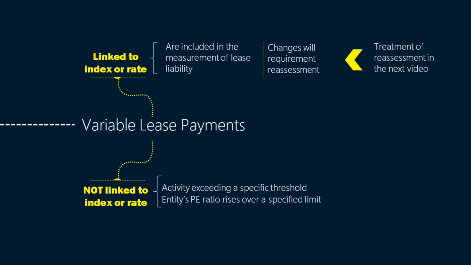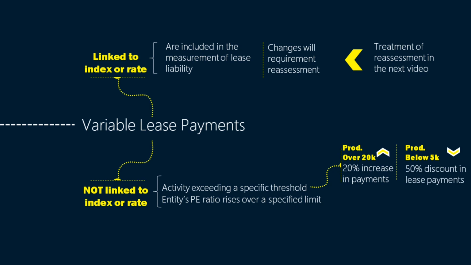To be more specific in our example, the terms of a lease agreement may stipulate that if the production in a given period exceeds 20,000 units, the lease rental will be 20% above the fixed amount of rentals. The 20% increase in the amount of lease payments is the variable lease payment not linked to an index or rate. Alternatively, the terms could stipulate that if the production in a given period is less than 5,000 units, the lease rental would be reduced by 50% of the fixed amount. This is the case of a negative variable lease payment not linked to an index or rate.